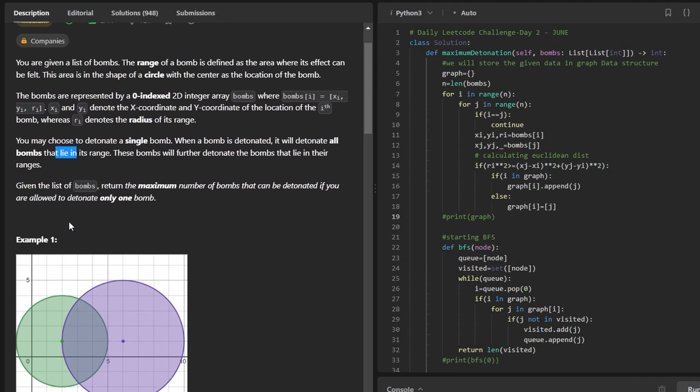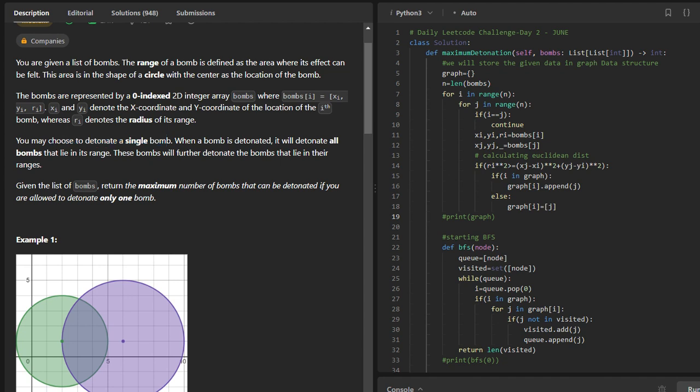You may choose to detonate a single bomb. When a bomb detonates, it will detonate all the bombs that lie in its range. These bombs will further detonate the bombs that lie in their range. Please see, this is the most important part of this question. If you do not understand this, it will be very difficult for you to decide which data structure to choose to solve this question. I will again repeat: you may choose to detonate a single bomb. You will start by exploding a single bomb manually, but after that everything will happen automatically.